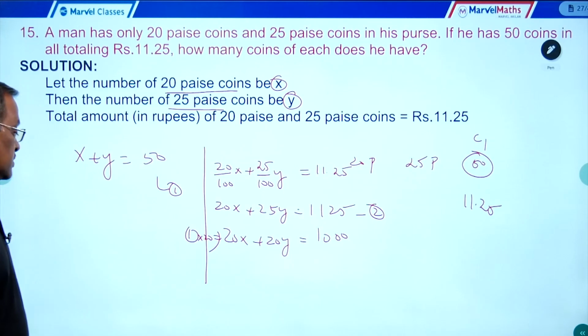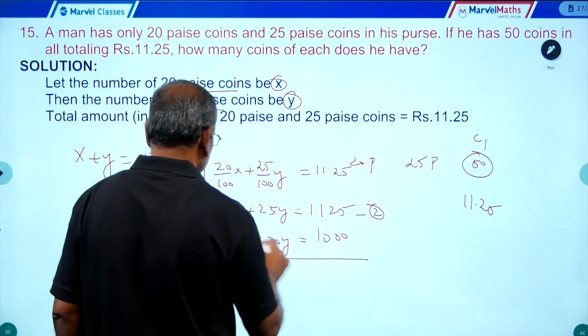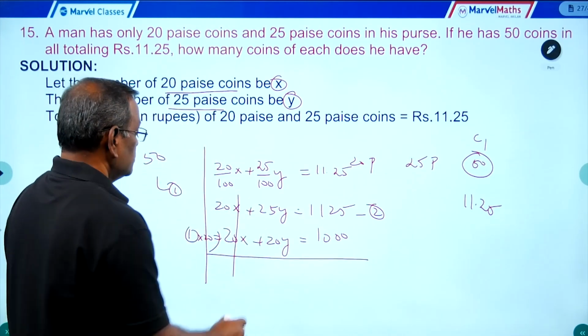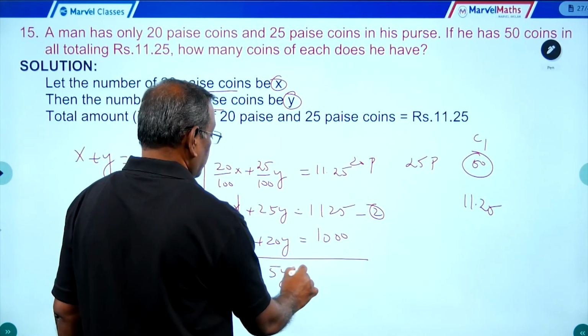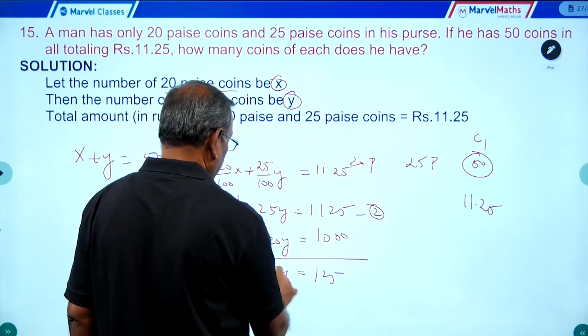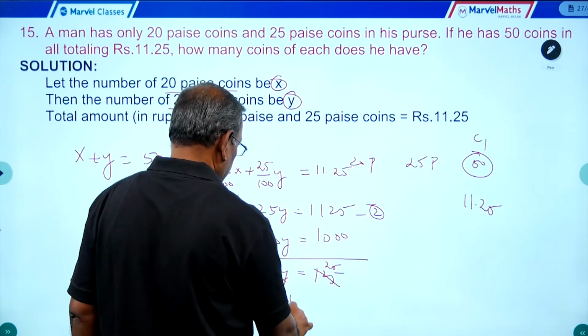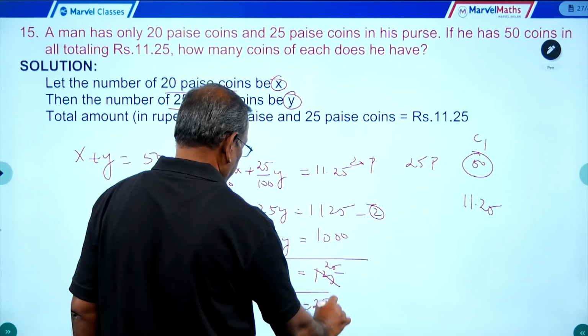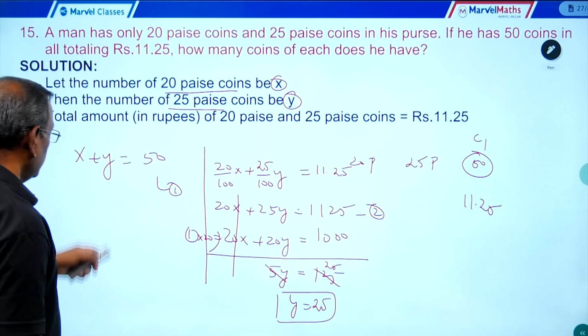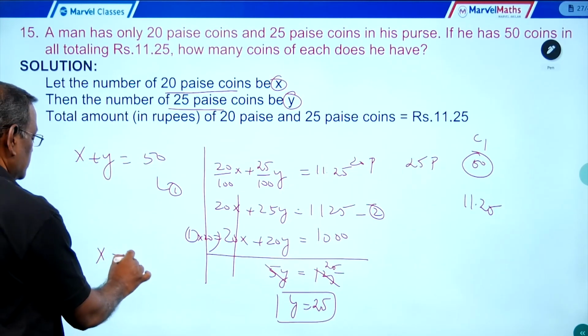20 into 50, 1000. Now if you simplify, these two get cancelled. So 5y equal to 125 and this is 25. So what is y equal to? 25. Substitute y equal to 25 here, therefore x is also 25.